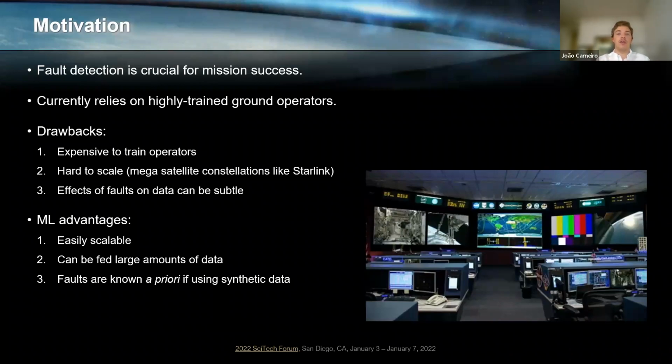It's not a matter of if a fault is going to happen, but when it is going to happen. And the current approach uses ground operators to comb through large amounts of telemetry data. This is expensive and hard to scale, especially when you consider constellations of tens of thousands of satellites. Also, the effects of faults on data can be quite small, and ground operators might find it difficult to detect anomalies. The use of machine learning aims to improve on these drawbacks.